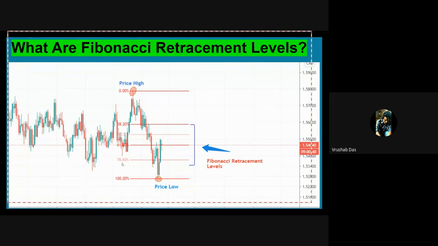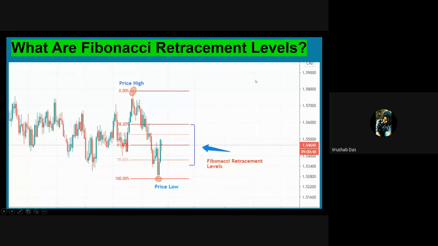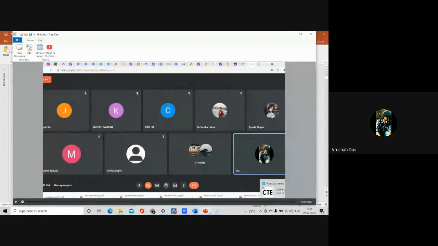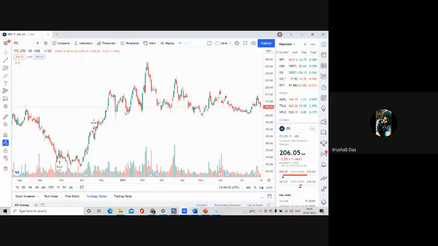The Fibonacci indicator can be drawn in different ways, such as by connecting two significant price points, like from this first price point to the second price point. For example, it can be drawn by dragging from a price high on a chart to a current price low. I will show you by drawing it. This is the ITC Limited chart, and I will show you how to draw the retracement level.